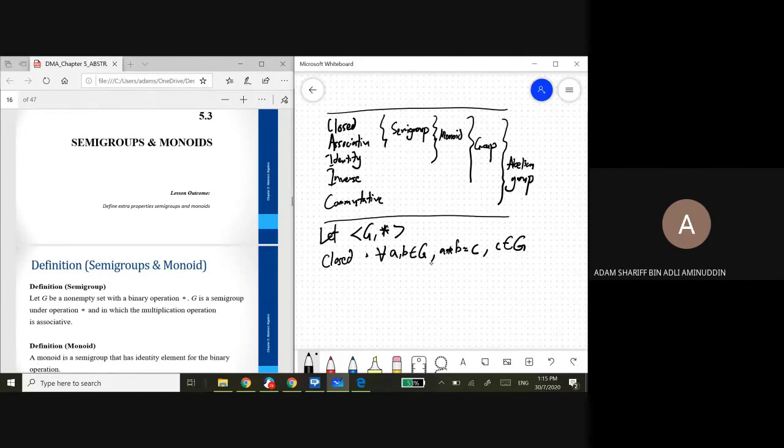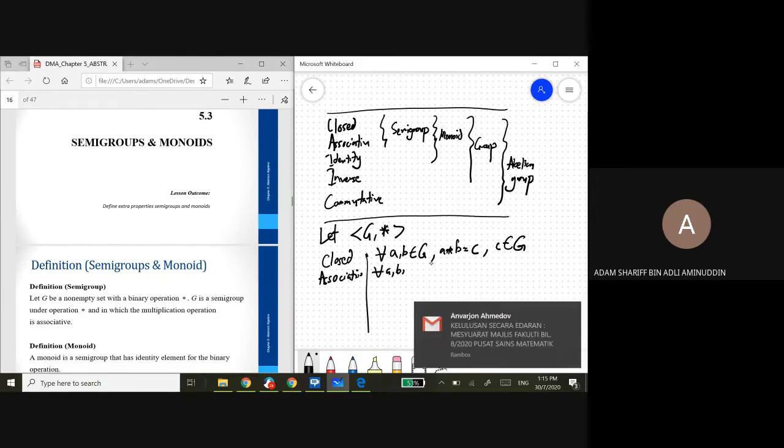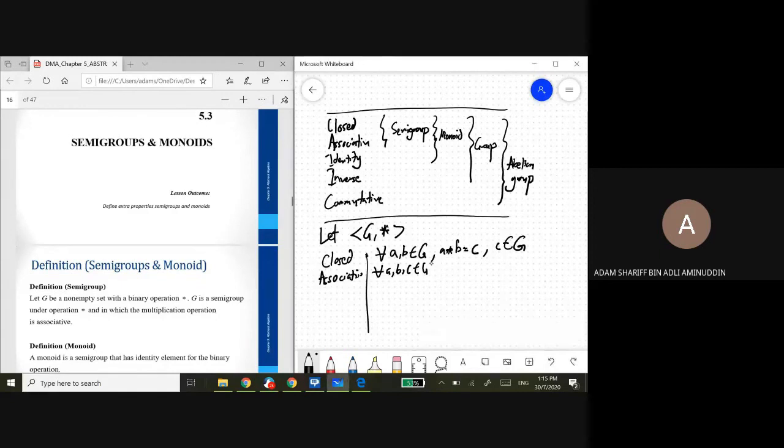This is the basis. For associative, for every three elements in G, it behaves like this. If you do the first two, it will be equal to if you do the next two. This is the definition of associative.